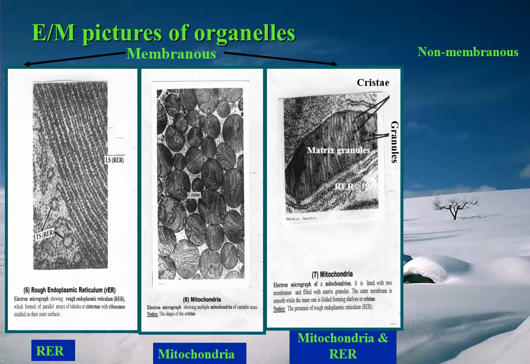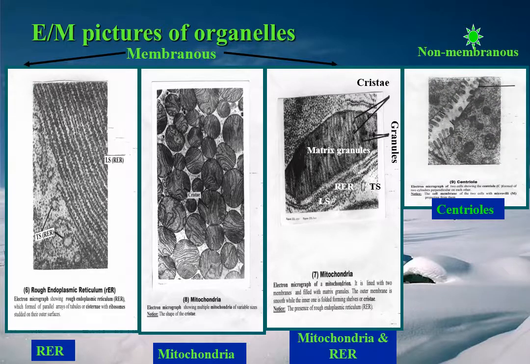Rough endoplasmic reticulum, on the other hand, appears as parallel cisternae or tubules in longitudinal sections and as circles in cross sections. An example of non-membranous organelles, centrioles. There are a pair of centrioles present close to the cell membrane between the nucleus and the free surface of the cell. They appear in longitudinal sections as two cylinders perpendicular to each other.